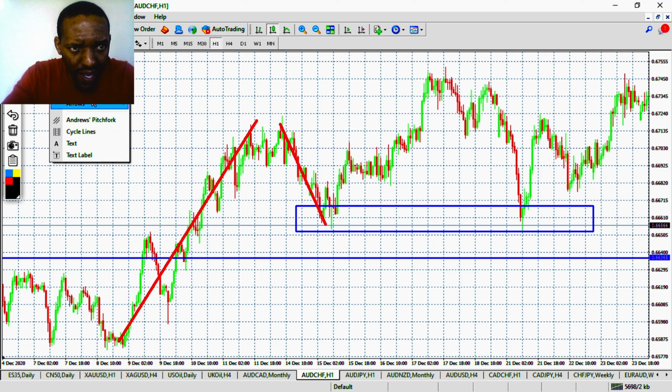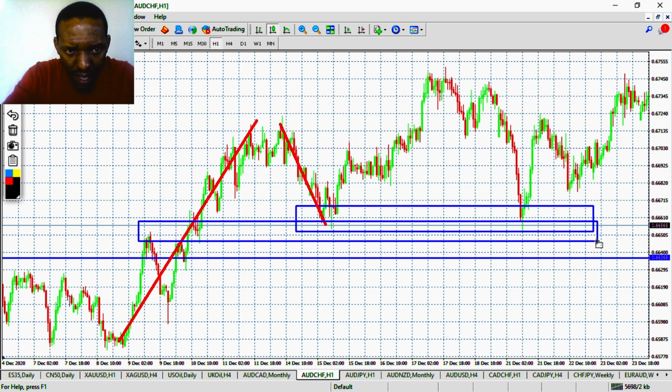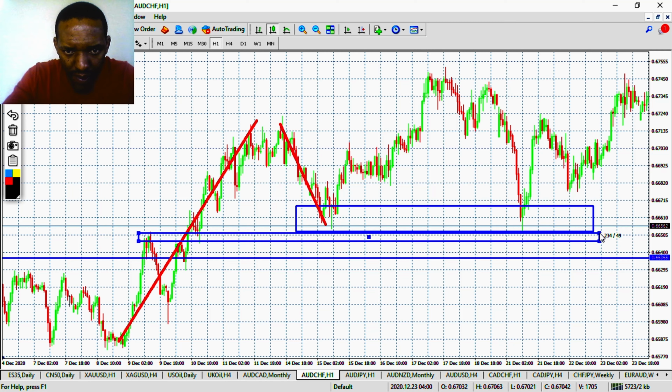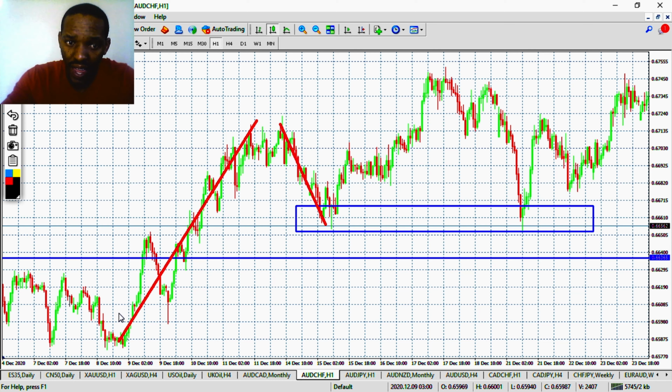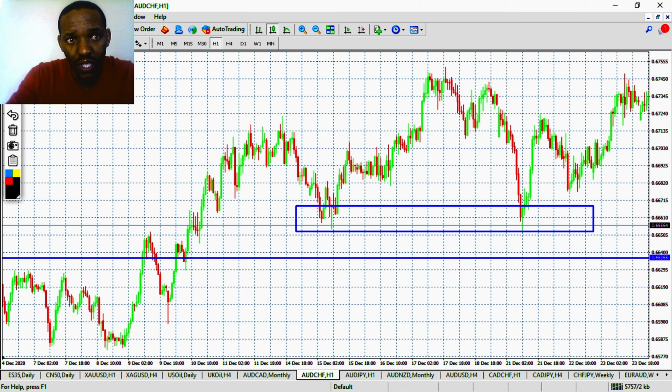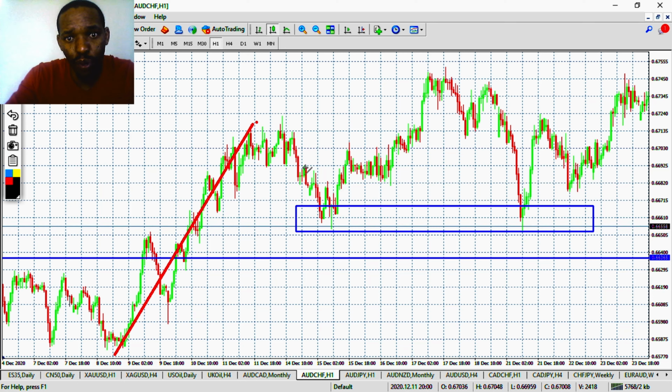It did not reach that. Let me see. No, it didn't. So this one here does not qualify as a medium pullback. Rather, we have an impulse here, and then a pullback. Okay, let's draw it quickly. We have an impulse here, we have a pullback.